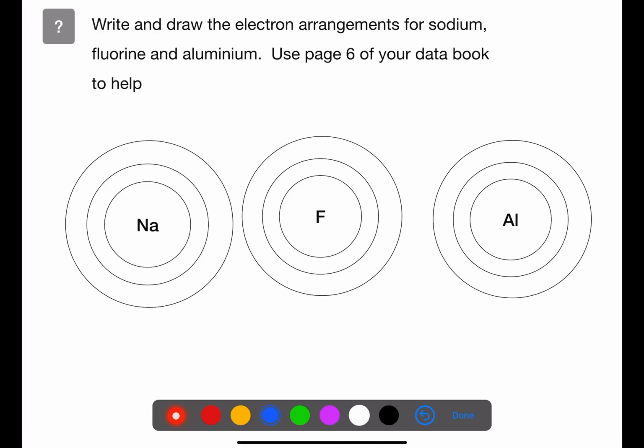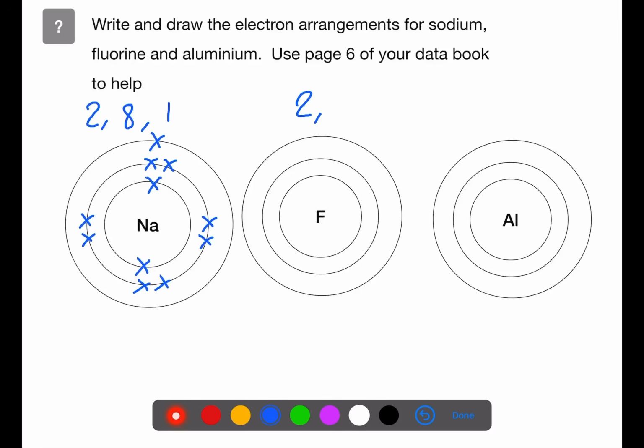Using the data book, we can see that the electron arrangement for sodium is 2-8-1. This means there are 2 electrons in the first shell. We have 8 electrons in the second shell, which fill singly first before pairing, and 1 electron in the third shell. For fluorine, the electron arrangement is 2-7. We have 2 electrons in the first shell and 7 electrons in the second shell. They fill singly, so we have 4 single electrons before pairing to give 7.